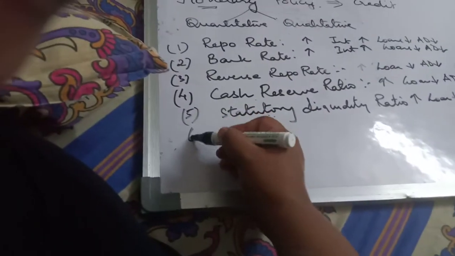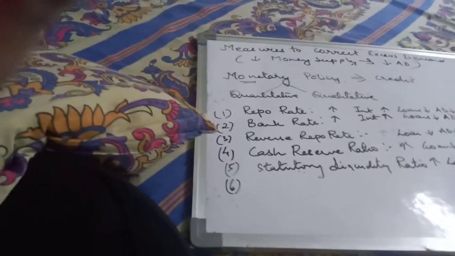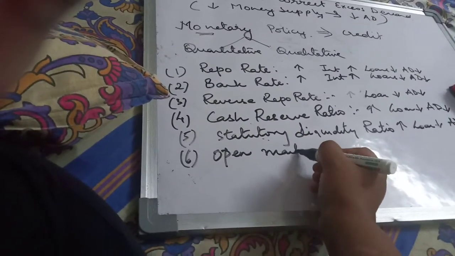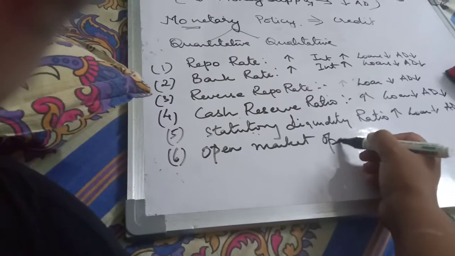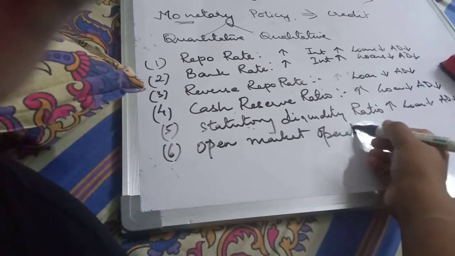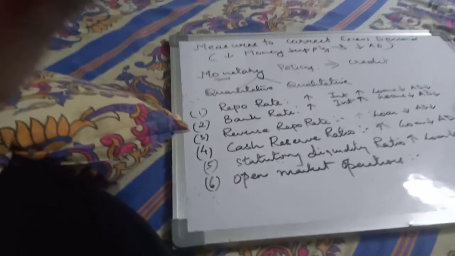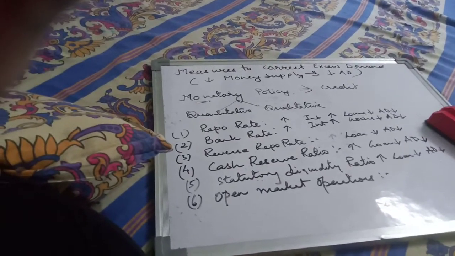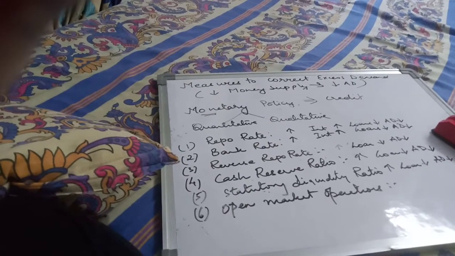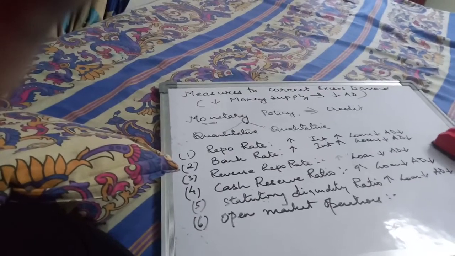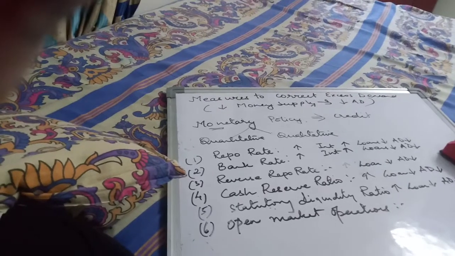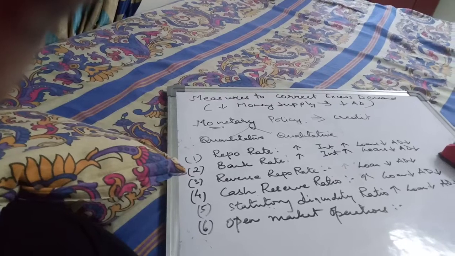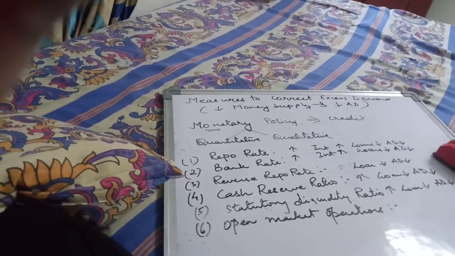Sixth is open market operations. Okay, now actually this is very simple. It refers to buying and selling of government securities to commercial banks or public in open market. That means central bank selling the government securities, government bonds, to the commercial banks and the public.